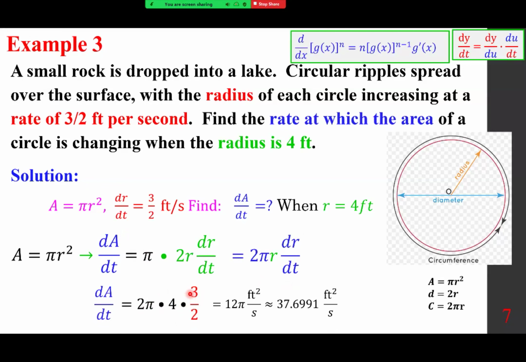precisely. This is an approximation. You always want to write the exact answer. Units of the area over the units of time, square feet over seconds, and you want to write the units as always whenever you're dealing with word problems.